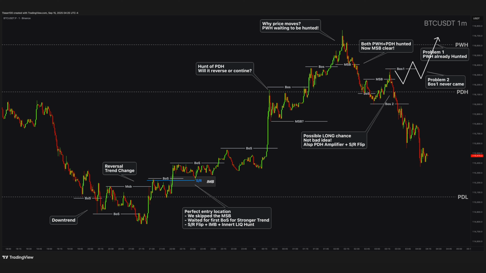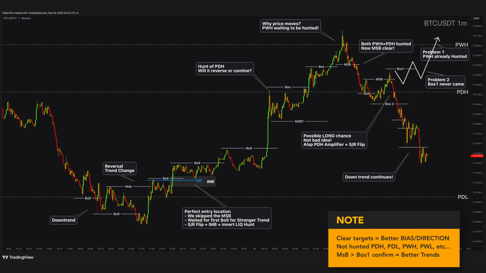So in this example though, the inner market structure break turned out to be nothing more than a fake move. Instead of reversing, the trend continued pushing downward. Reading the markets can be tricky because there are so many fake movements and fake signals. That's why I always emphasize focusing on clean and solid targets like PDL, PDH, and PWH. These levels can help confirm your bias and give you a clear sense of direction.